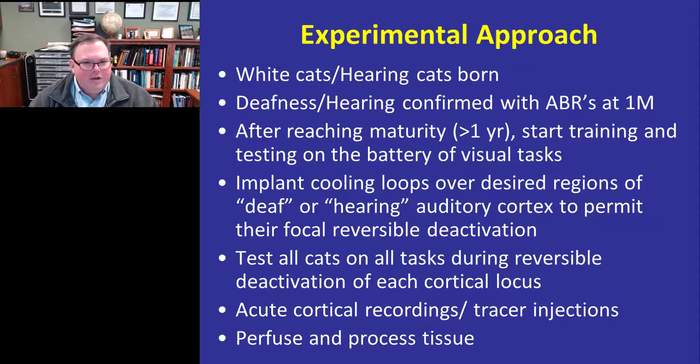visual tasks. Then we're going to implant cooling loops over desired regions of deaf or hearing auditory cortex to permit their focal reversible deactivation. We'll see that precisely in a little bit. And then we're going to test all cats on all tasks during reversible deactivation of each cortical locus. At the end, we perform acute cortical recordings electrophysiologically and pathway tracer injections to look at anatomical rewiring, and then perfuse and process the tissue.